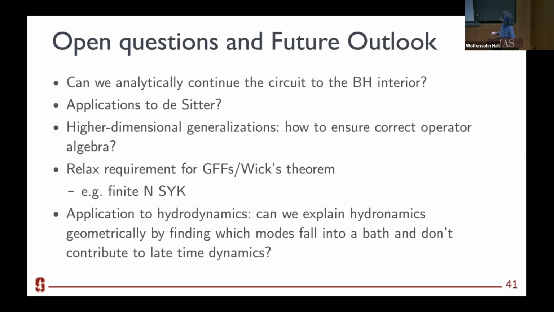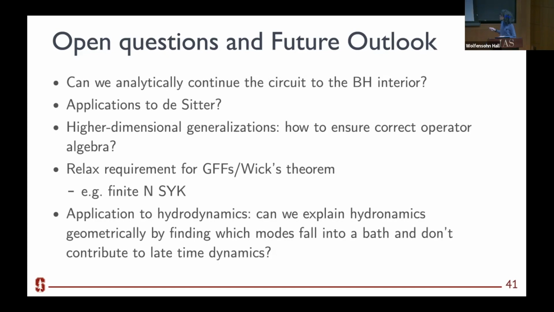And some open questions and future directions that we're going in are given here. So the first question is, can we analytically continue the bulk quantum circuit to the black hole interior? Is there a way that we can do that with some general guiding principles? You can also ask the question of, can we potentially run our protocol in reverse and be able to study a candidate boundary theory for de Sitter by examining the two-point functions in a de Sitter patch?